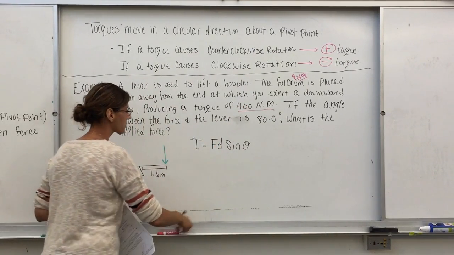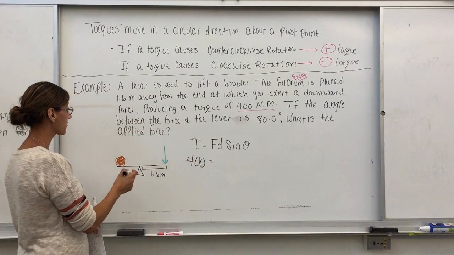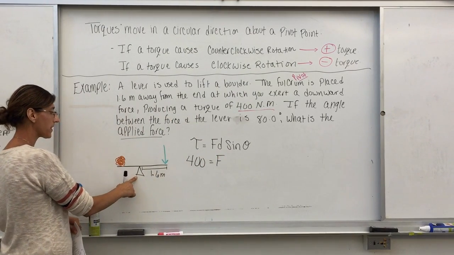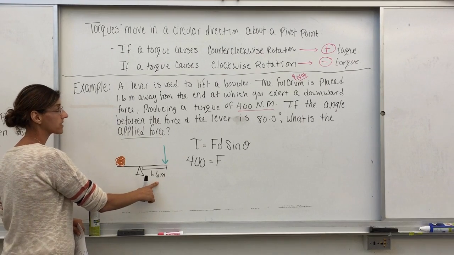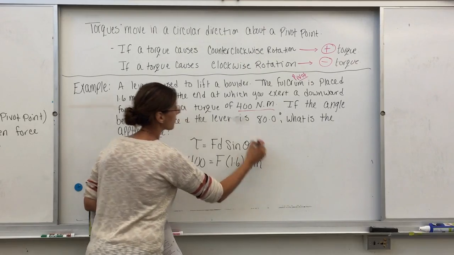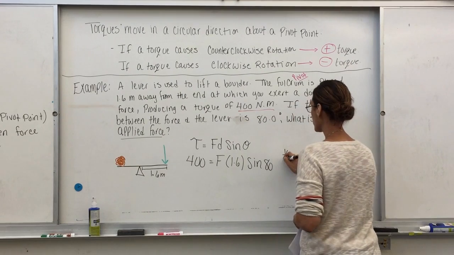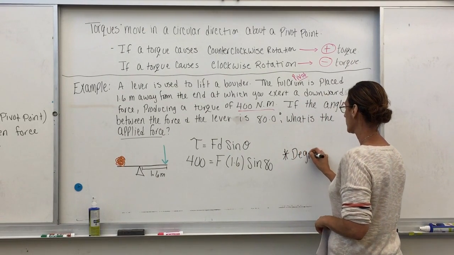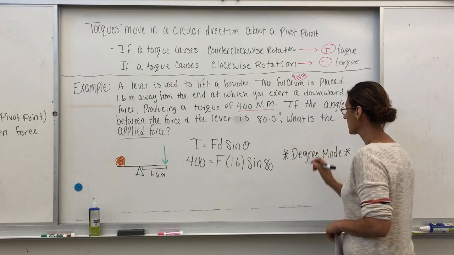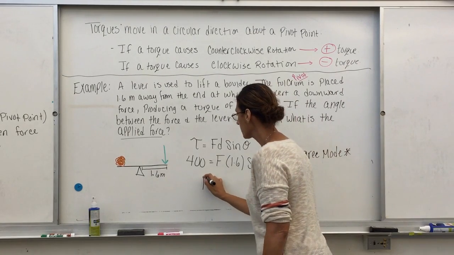So we'll plug that in for torque, 400. I'm looking for the force. What is the applied force? I have the distance from the fulcrum to the force is 1.6 meters, so times 1.6 sine of the angle 80. So please make sure when you do this, you are in degree mode. Always double check your calculator before you calculate. And then go ahead and do the calculation and come back and see if you got the right answer.